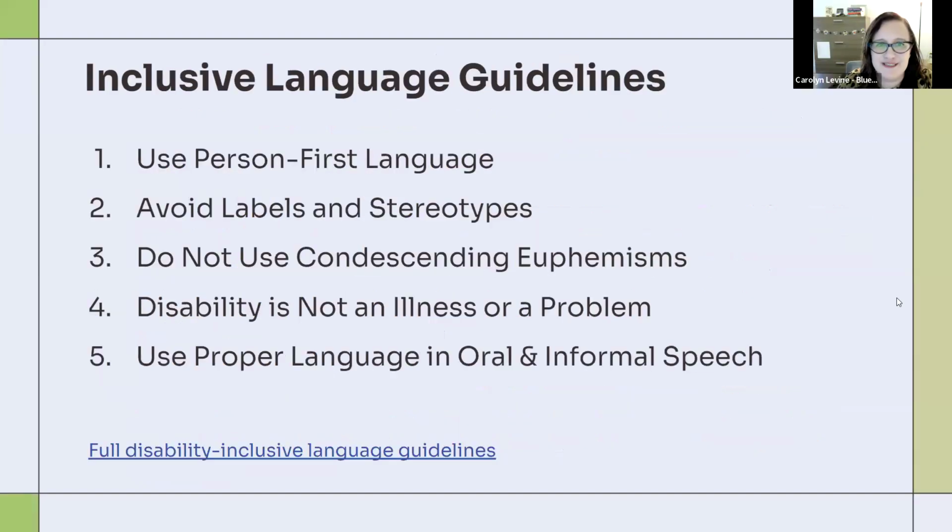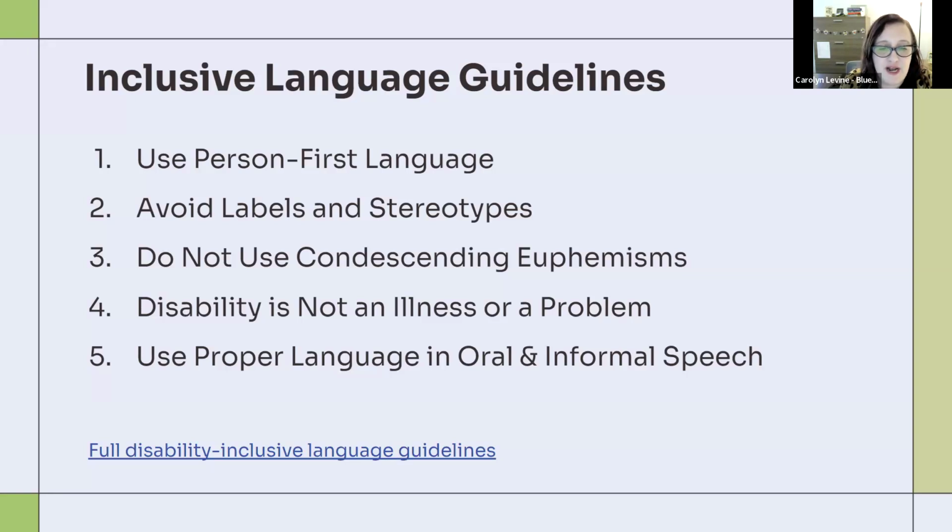All right. So the last thing I want to talk about is inclusive language. I felt like this was really important to spend more time on because we are in a post-secondary environment. So we're going to talk about using person-first language, avoiding labels and stereotypes, not using condescending euphemisms, not portraying disability as an illness or a problem, and then using proper language in oral and informal speeches.